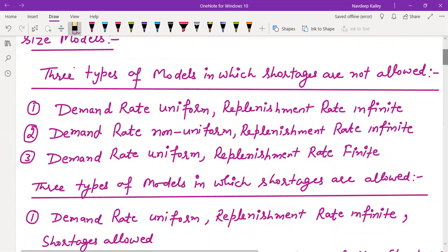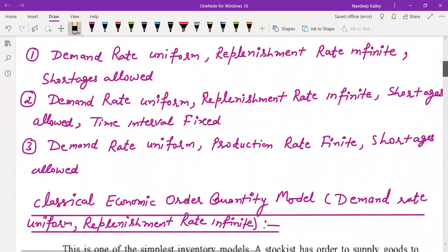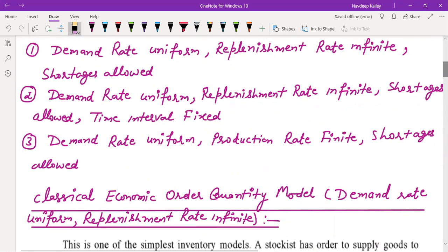There are three more types of models in which shortages are allowed. The first type has demand rate uniform and replenishment rate infinite, and shortages are allowed. The second type has demand rate uniform, replenishment rate infinite, shortages allowed, and the time interval is fixed. The third type has demand rate uniform, production rate finite, and shortages also allowed. Now we will discuss the models one by one.